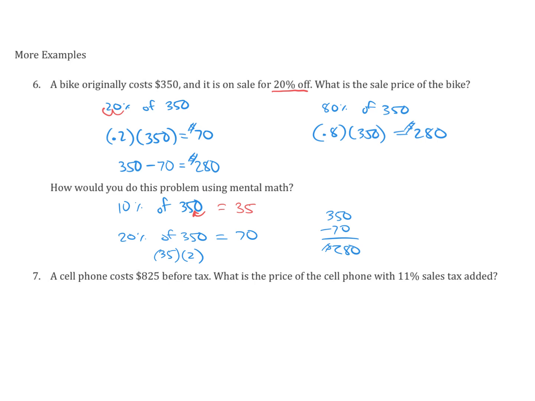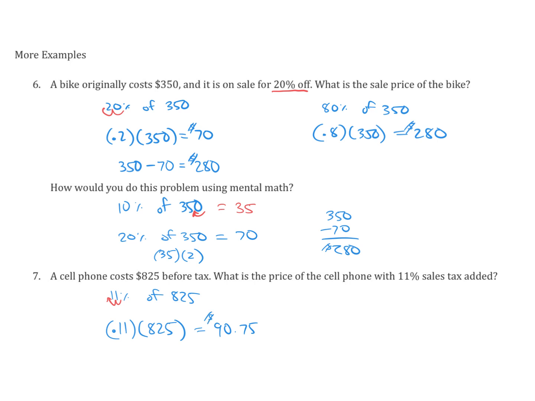All right, next problem. A cell phone costs $825 before tax. What is the price of the cell phone with 11% sales tax added? So this time we need 11% of 825. So I'm going to change the percent to a decimal by moving the decimal 2 places to the left, and we get 0.11. I'm going to multiply that by 825, and we get $90.75.